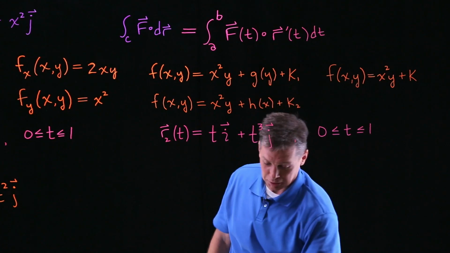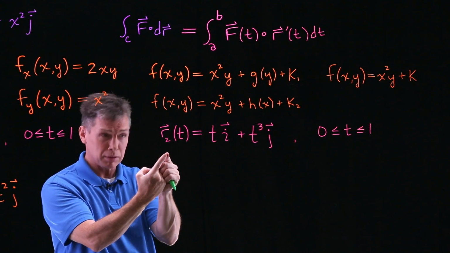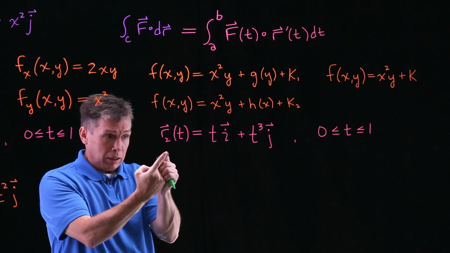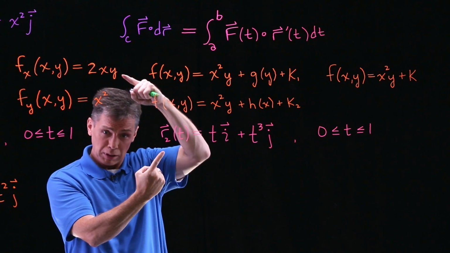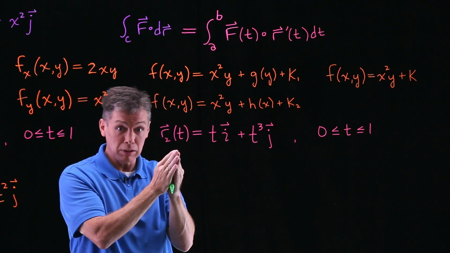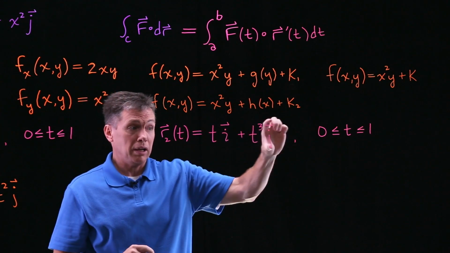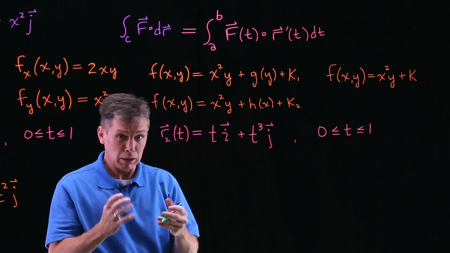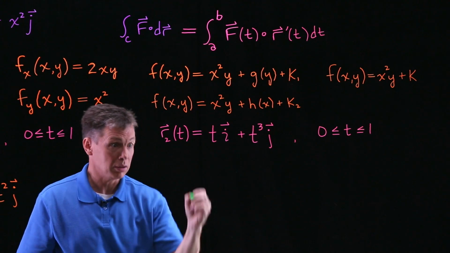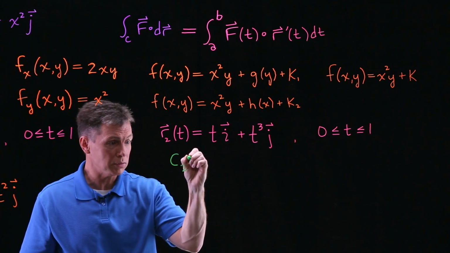Now let's do the second part of this problem, where this is a different path that the object might take. And I'm going to capitalize on the fact that this particular force field is independent of path. What that means is I actually don't even care what's going on in between the beginning and the end. All I care about is the beginning and the end. So let's find those beginning and end points.